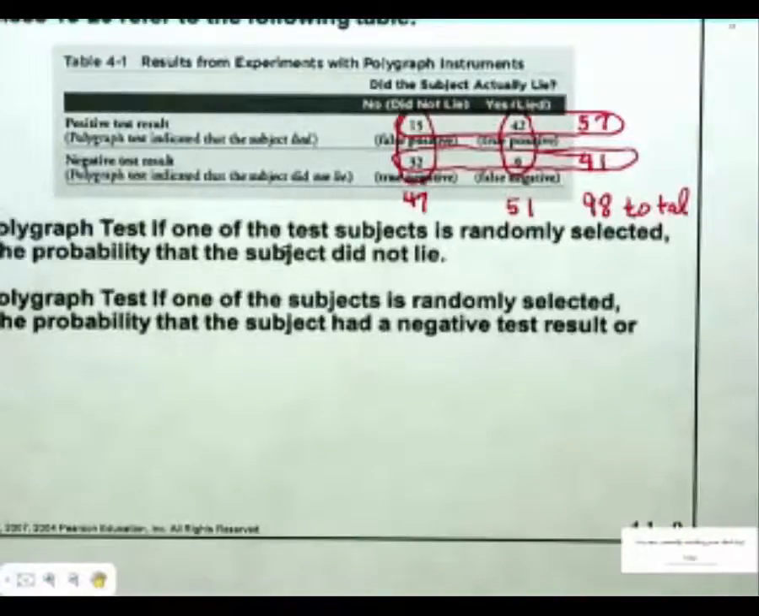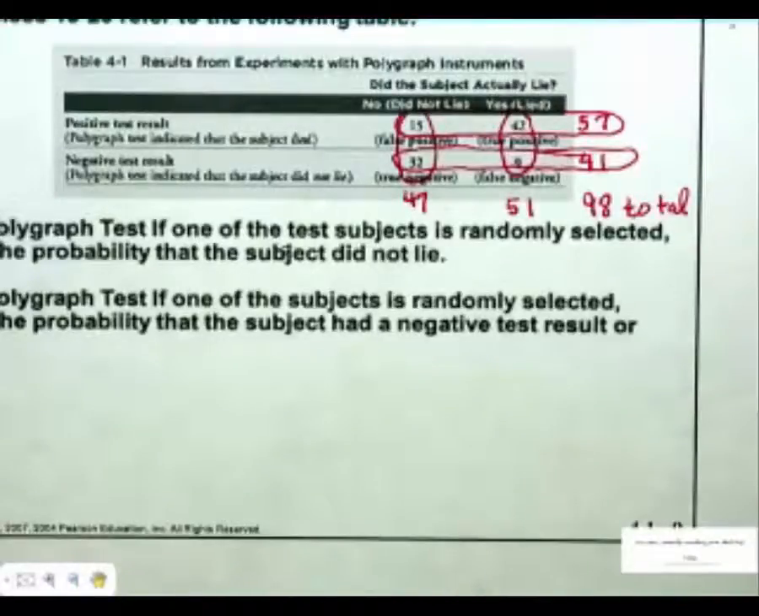What about a false negative? What does that mean? That's an easy way to say it. The test said negative, but the person was actually lying, so they are getting away with it.